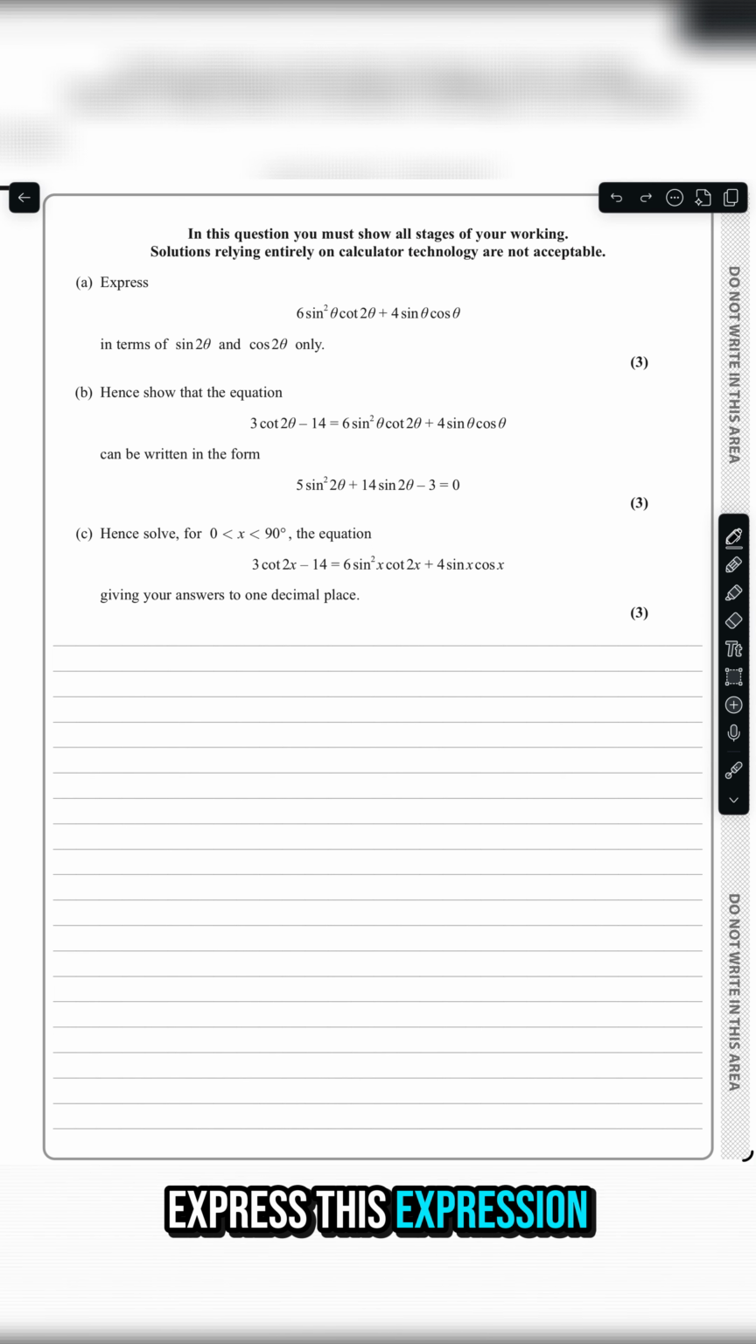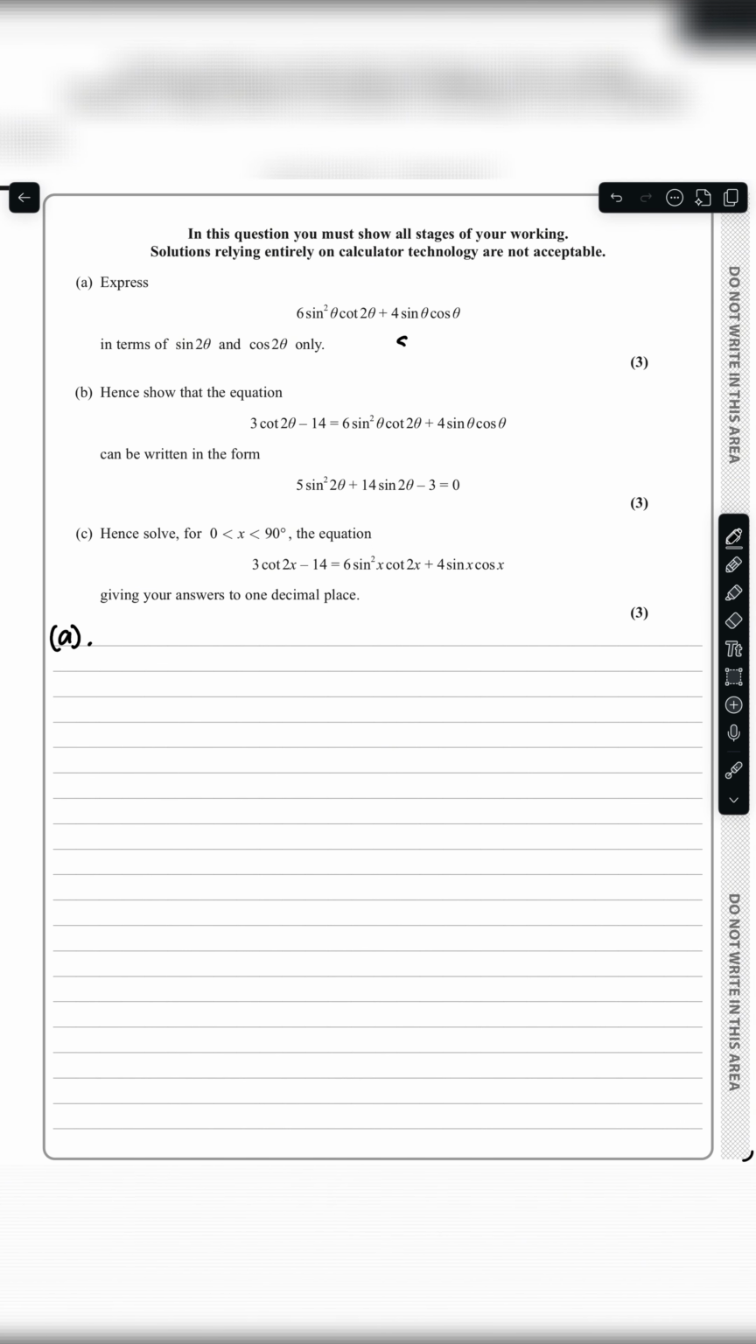Express this expression in terms of sine 2 theta and cos 2 theta only. So sine 2 theta can be written as 2 sine theta multiplied by cos theta, and cos 2 theta can be written as 1 minus 2 sine squared theta. So sine squared theta is the same as 1 minus cos 2 theta all over 2.